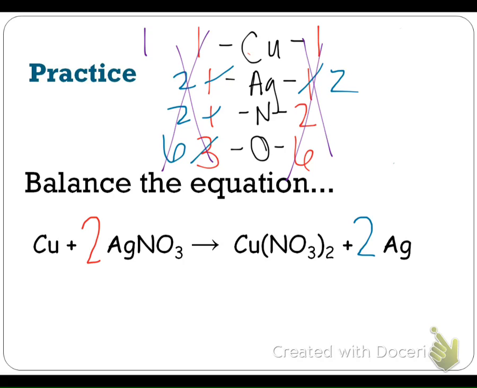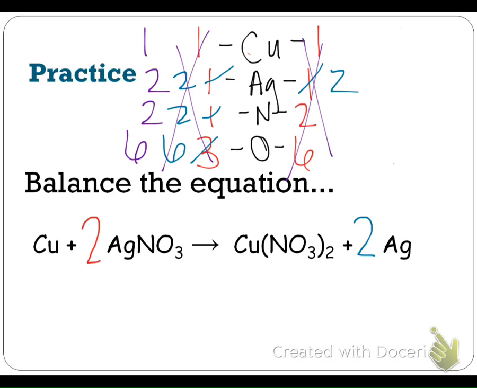We have 1. How many silver do we have on the left? 2. How many nitrogen? 2. And how many oxygen? 6, because we have 3 here. We have 2 of those whole molecules, which means we have 6.